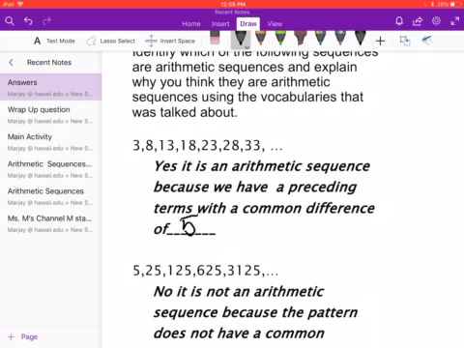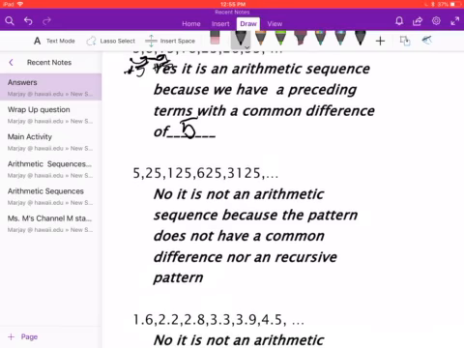Okay, good job, 5. Because in order to get from 3 to 8, we added 5. From 8 to 13, we added 5. From 13 to 18, we added 5 again. From 18 to 23, we added 5 again, and so on. What about the second one?